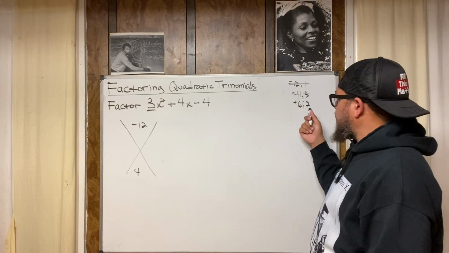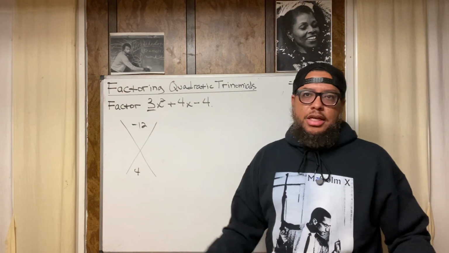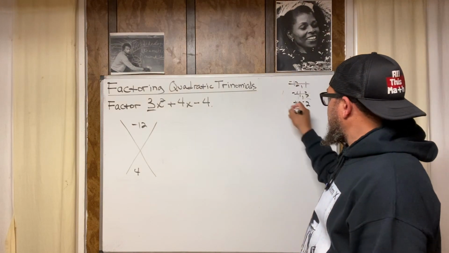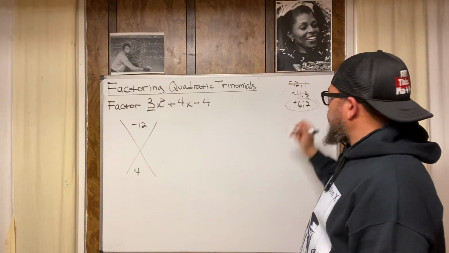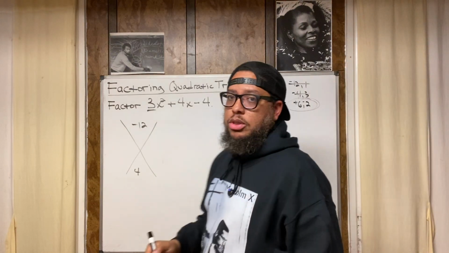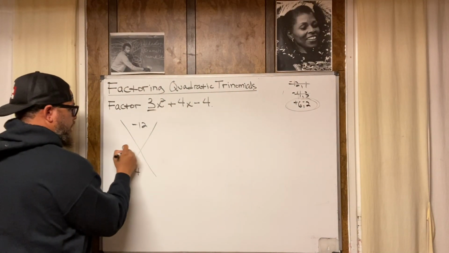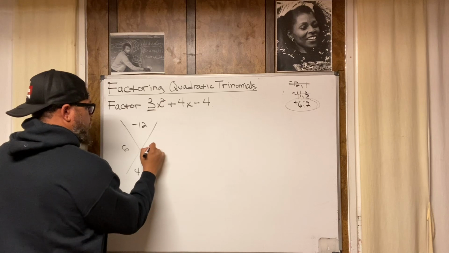Now, what's positive 6 plus negative 2? That's the same thing as saying 6 minus 2, which is 4. These are our two numbers, the two numbers we want to use. So what are we going to do with those numbers? We're going to write them down right here. We're going to put a 6 over here, and a negative 2 over here.